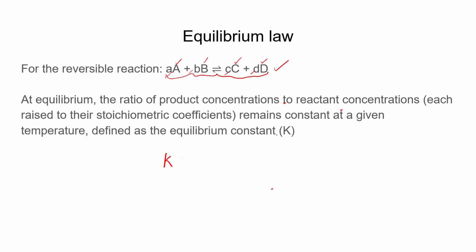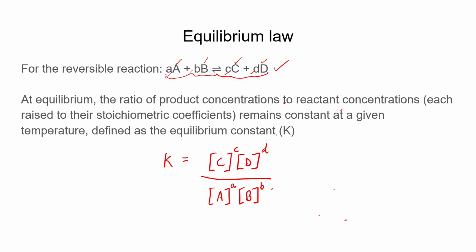So K equals, so we first write the product concentration, which is [C] within a square bracket, raised to the power of its stoichiometric coefficient, which is the lowercase c, times the molar concentration of the other product, [D], raised to the power of its stoichiometric coefficient, over the molar concentration of A, which is our first reactant, raised to the power of its stoichiometric coefficient, times the molar concentration of B raised to the power of its stoichiometric coefficient.